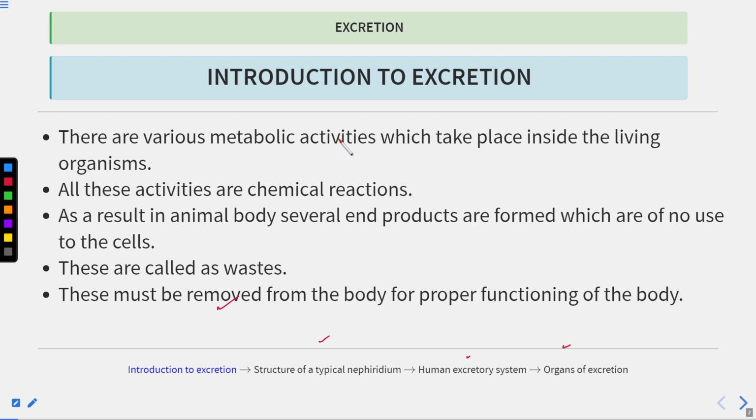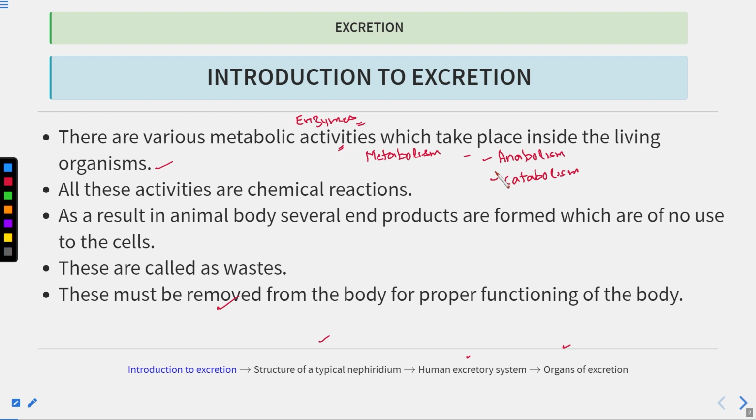There are various metabolic activities which take place inside the living organism, and all these metabolic activities require enzymes. Metabolic activities means metabolism. And what does metabolism involve? It involves both anabolism and catabolism. So metabolism is the combination of both anabolism and catabolism.